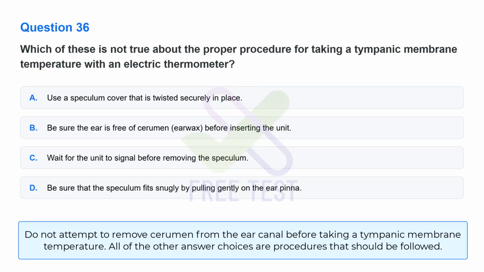The correct answer is B. Be sure the ear is free of cerumen earwax before inserting the unit. Do not attempt to remove cerumen from the ear canal before taking a tympanic membrane temperature. All of the other answer choices are procedures that should be followed.